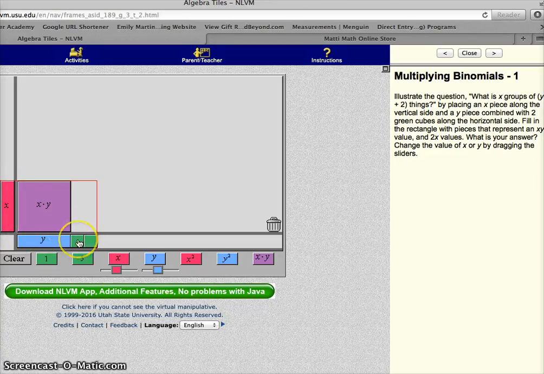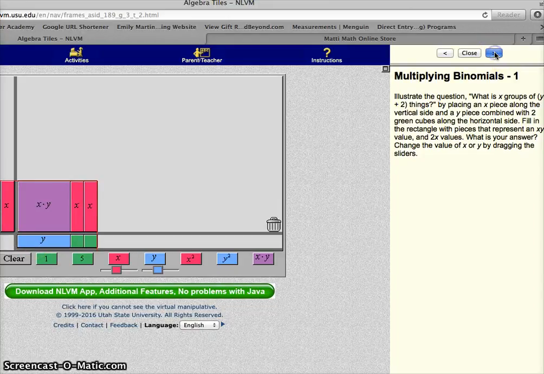Now we have to see what happens when we multiply the 2, since this is y plus 2, by the x. What do you think is going to happen? 2 times x is going to be, guess what, 2x. They don't fit normally this way, so we can grab a corner and turn them around, and sure enough, when we put them into the model, they fill up the rectangular area exactly. So we have the area of xy plus 2x as the product of x times the quantity y plus 2.